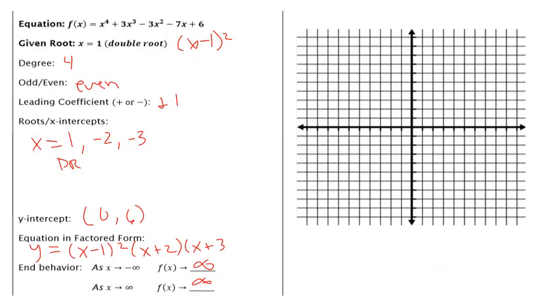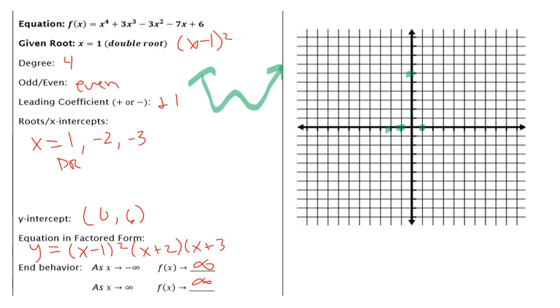And now when we get to the graphing part, we're first just going to plot all of our points. So again, it's a degree 4, so it's going to make kind of like this W shape. And we have a double root at 1, so I'm going to write a 1 right here. So basically, it's not going to pass through this point. It's just going to kind of bounce. And then we have roots at negative 2 and negative 3. And then our y-intercept is at positive 6.